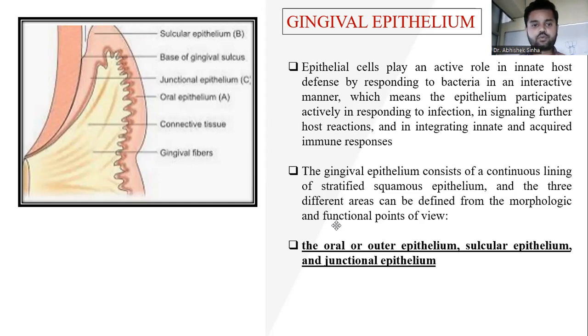continuous lining of stratified squamous epithelium, and the three different areas can be defined from the morphologic and functional points of view. Now, gingival epithelium, as I said, I will be speaking in microscopic examination. What are the three types of epithelium? So you have an outer or oral epithelium, you have sulcular epithelium and junctional epithelium.